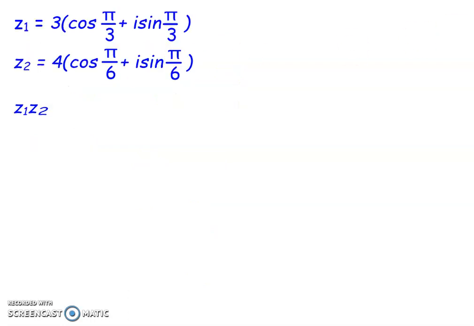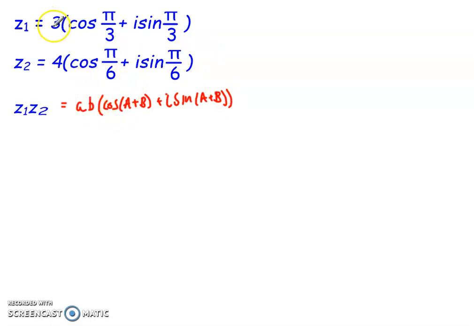First question, I wanted you to calculate Z1 times Z2. Now, remember the format for Z1 Z2, the quick and easy way, was to do AB bracket cos of big A plus big B, plus I times sine of big A plus big B. All we had to do then was identify the little a, little b, big A, big B, and then stick them in.